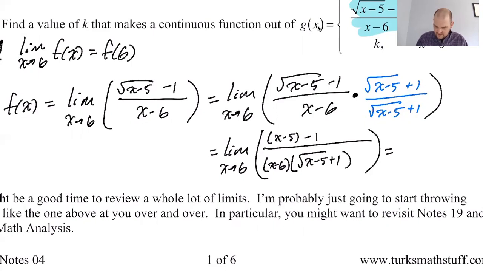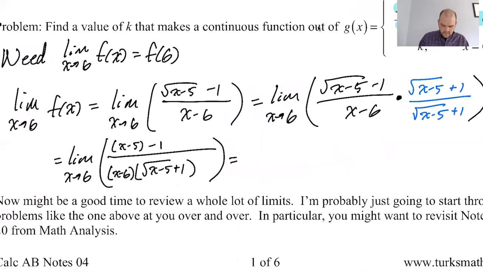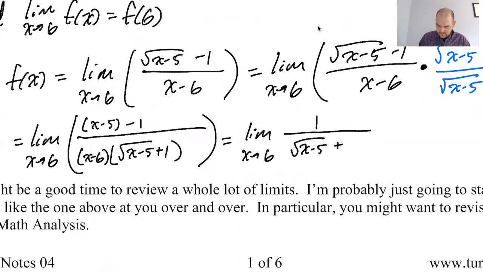Oof, I should put this over. Apologies, everyone. We're moving it here. So this is going to be the limit as x approaches 6 of. So what does this simplify to? In the numerator, I have x minus 6. In the denominator, I have an x minus 6. So actually, I can cancel those, and it's just this: the square root of x minus 5, plus 1. If I plug in 6, I get 1/2.